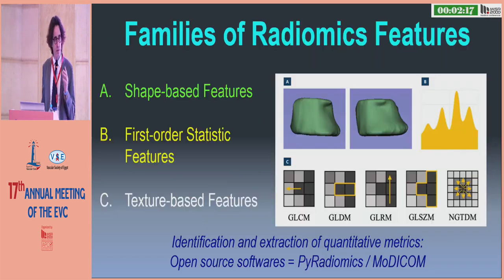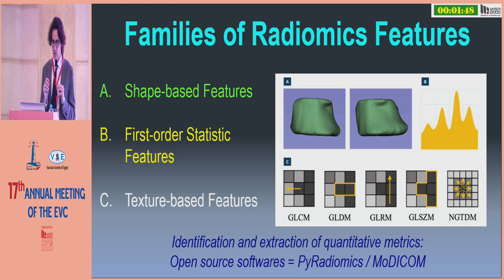So features can be broadly classified in 3 different families. There are shape-based features, which are very familiar. It's just the shape of the volume of what we are looking at. There are first-order statistic features, which results, as you can see on the top right of the screen, in a simple histogram, which describes the distribution of the grayscale without any relationship with space of what we are looking at.